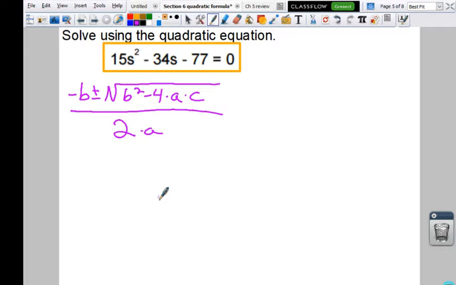Would it be negative 34 squared? Yes. Would I have to put it in parentheses? Yes, put it in parentheses.